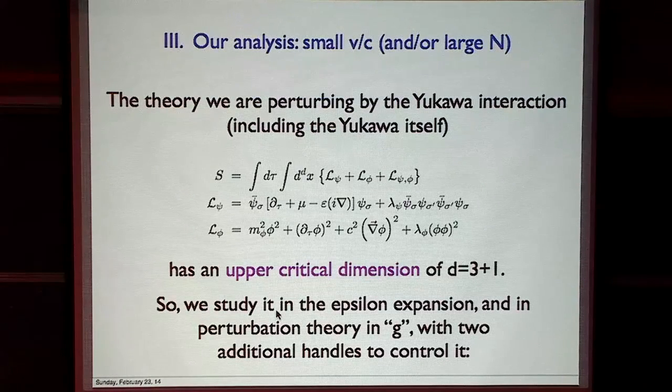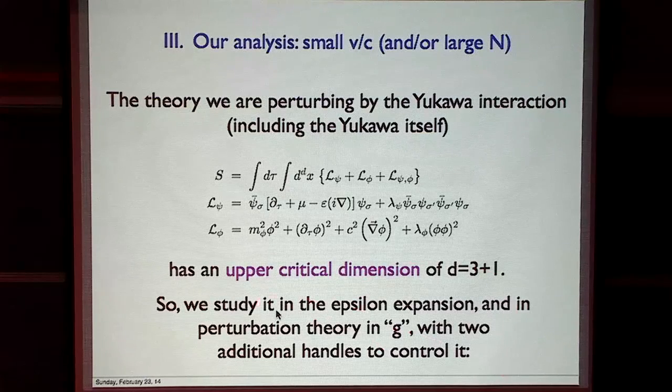So the theory we're perturbing is then this one that I already told you. It has an upper critical dimension of 3 plus 1. Why? Well, the quartic interaction you all know is marginal in 3 plus 1. And this Fermi-Lagrangian, when you add the Yukawa coupling to the boson, which I just erased on this slide, unfortunately, also has an upper critical dimension of 3 plus 1. Okay. So we're going to study it in the epsilon expansion.